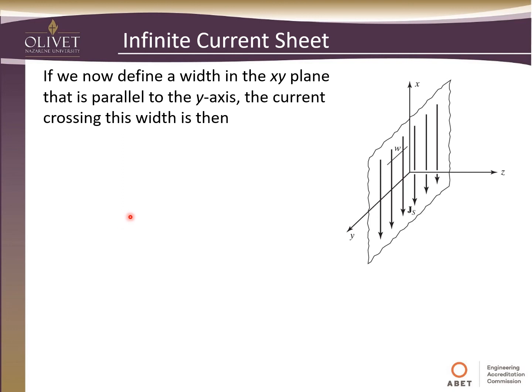If we now define a width in this xy plane that is parallel to the y-axis, which you can see represented here, just some arbitrary width, the current crossing that width will be the width times the current density. So you'll have a negative W, which is our width, times our maximum amplitude of the current density times the sinusoidal component of that.